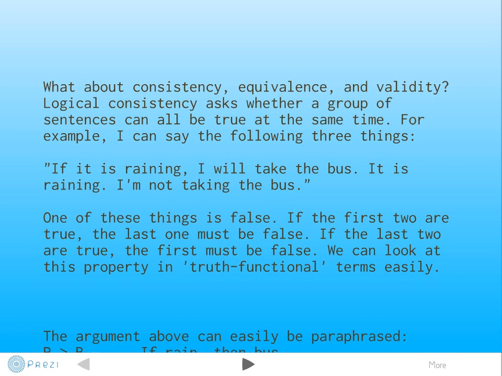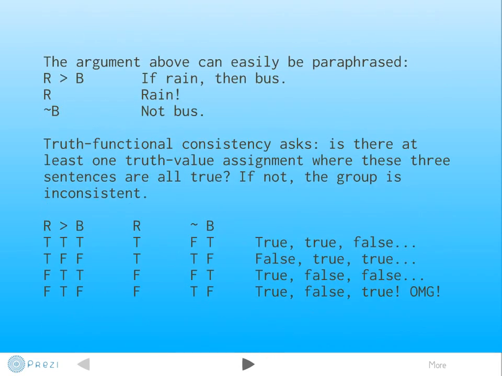Right? We can look at this property in truth functional terms rather easily and see why one of these sentences has to be false. So let's look at the paraphrase. If R, then B; R; not B. If rain, then bus; rain; not bus. So truth functional consistency asks, is there at least one truth value assignment where these three sentences are all true? Right? Is there at least one truth value assignment, one row, where these three sentences are all true? If not, the group is inconsistent. They can't all be true.